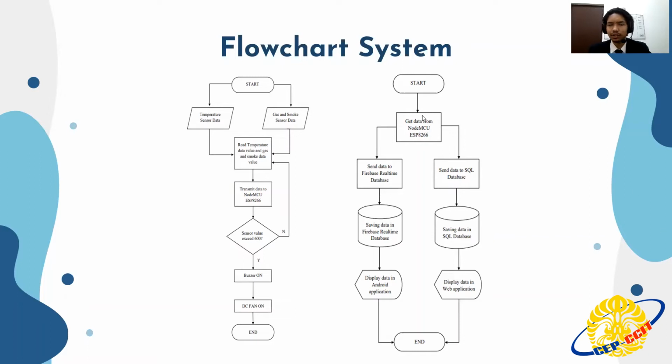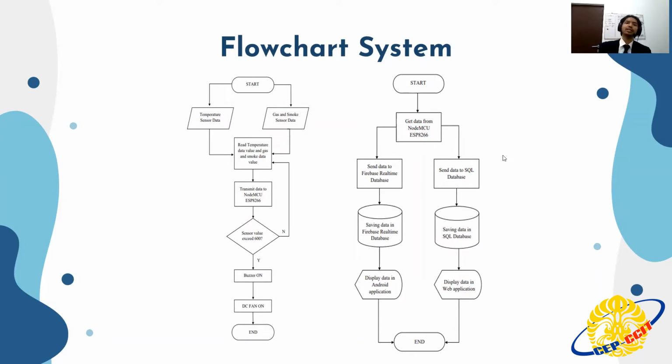After that, the flowchart goes to the database system. The first step is we get data from the NodeMCU, or the ESP8266. After that, we send the data to the SQL server and SQL database and the Firebase real-time database. Then we save the data in the SQL, and display the data in the web application for the SQL, and display data in the Android application.